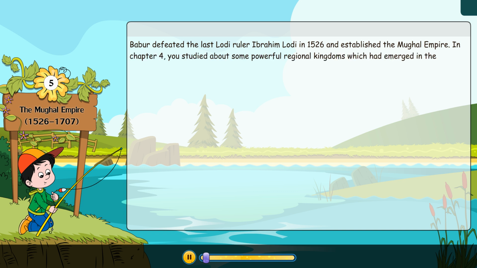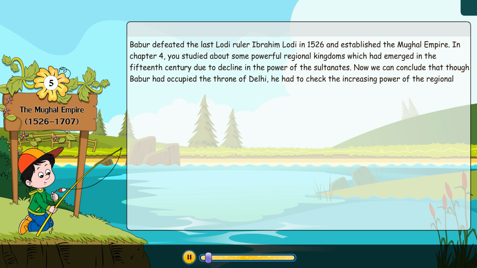In Chapter 4, you studied some powerful regional kingdoms which had emerged in the 15th century due to the decline in the power of the sultanates. Now, we can conclude that though Babur had occupied the throne of Delhi, he had to check the increasing power of the regional kingdoms in order to expand the Mughal Empire.